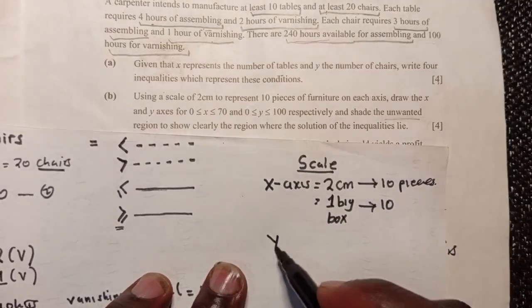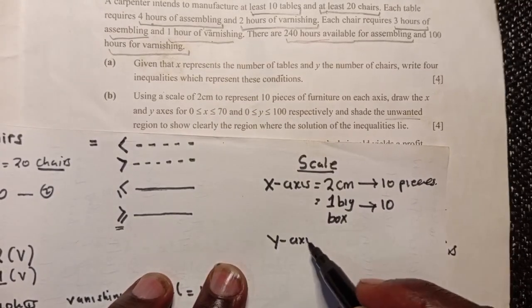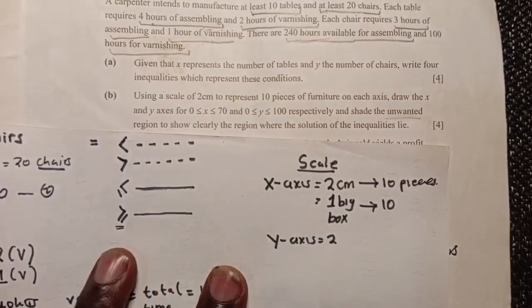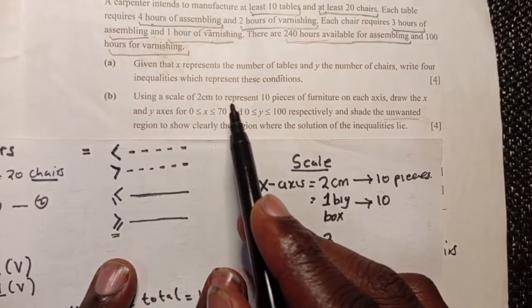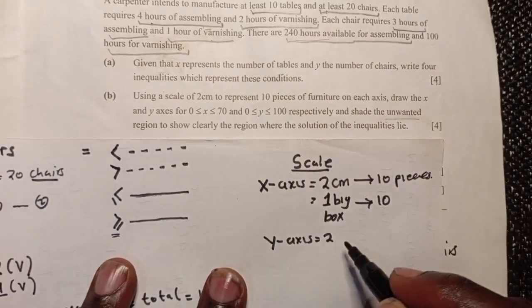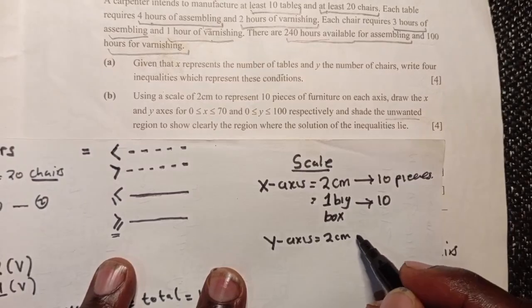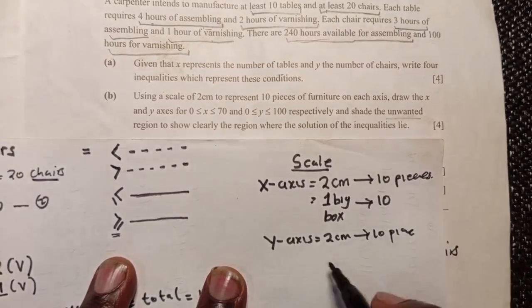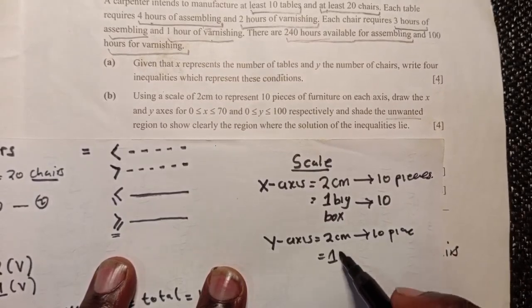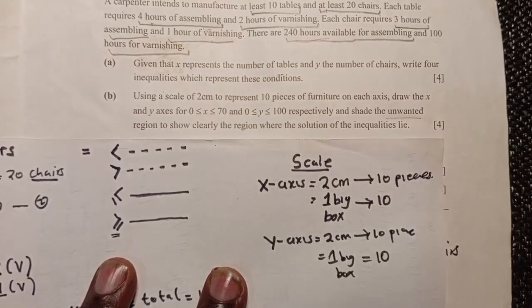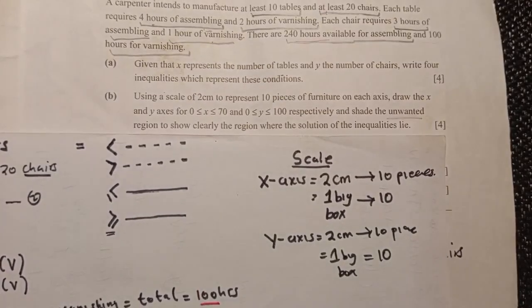Then you have the same thing on the y-axis, because the question says 2 centimeters represents 10 pieces of furniture on each axis, meaning on both the x and the y. So the same thing, 10 pieces: one big box is equal to 10. This is what we're going to do.